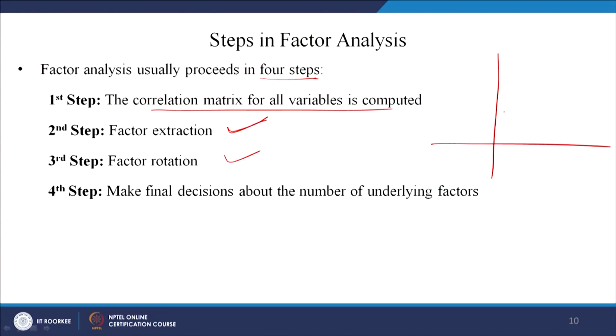So, when you rotate the variables, let us say if this is my axis, if I rotate the axis, then what will happen? The variables will be placed in a much better form. So, this will help in better explanation of the variables. Okay. And finally, is to make final decisions about the number of underlying factors, how many factors you want, and you have to give a name to them, right. So, these are some of the steps in the factor analysis.